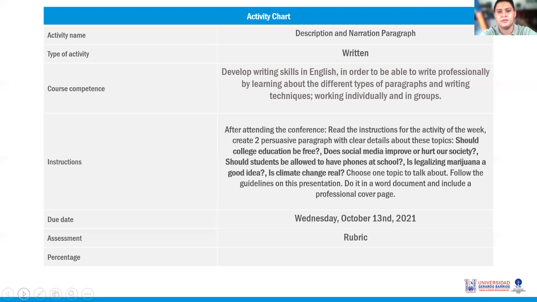Just the topics that we have here, that are: one, should college education be free? Two, does social media improve or harm our society? Three, should students be allowed to have phones at the school? Four, is legalizing marijuana a good idea? And the last one is climate change. Remember that, choose one topic to talk about. Just one topic of the topics that we have here, that I think that they are six.